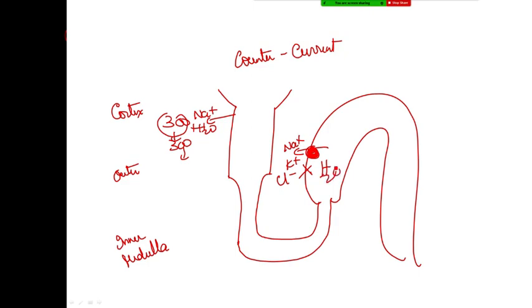But somewhere along this segment, the thick ascending limb, solutes went out: sodium, potassium and chloride. Water was not allowed to follow it. So along this segment, there was lots of sodium, potassium and chloride, but no water, due to which the osmolarity started increasing: 400, 600, and so on.